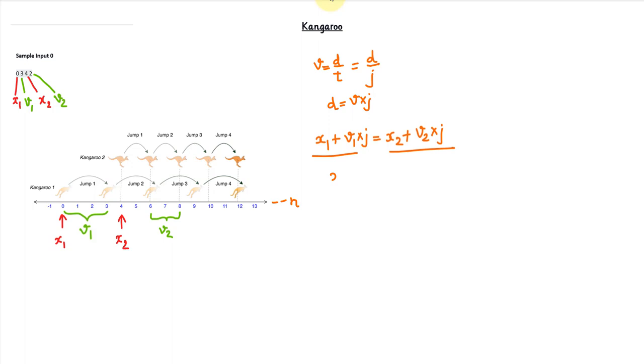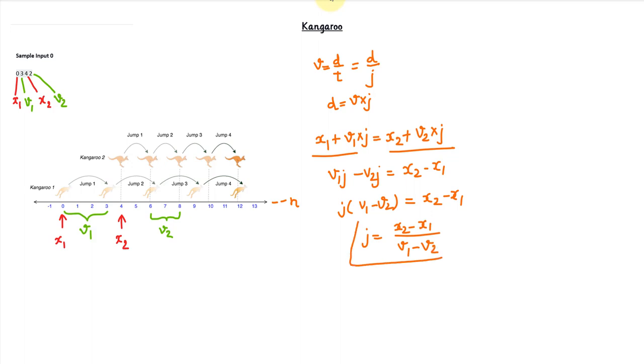Let's see, guys. So we can see v1j minus v2j equals x2 minus x1. If we take j common, then v1 minus v2 times j is x2 minus x1. So j equals x2 minus x1 divided by v1 minus v2. So this is the formula, guys, which we have received. So the number of jumps will be equal to x2 minus x1 divided by v1 minus v2.